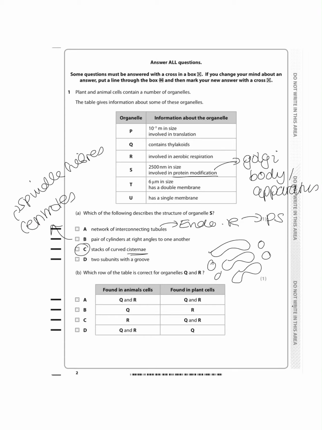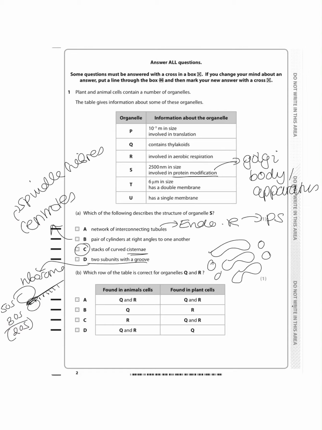So, it's not B. D says two subunits with a groove. That is specific to a ribosome, because ribosomes are made of two subunits. In eukaryotes it's 60S and 40S, while in prokaryotes it's 50S and 30S. And the groove is where the mRNA attaches. And ribosomes are only involved in protein synthesis, not modification, so it won't be D.